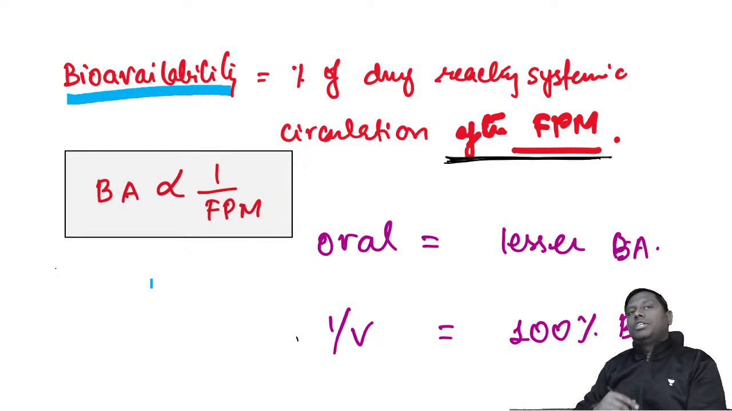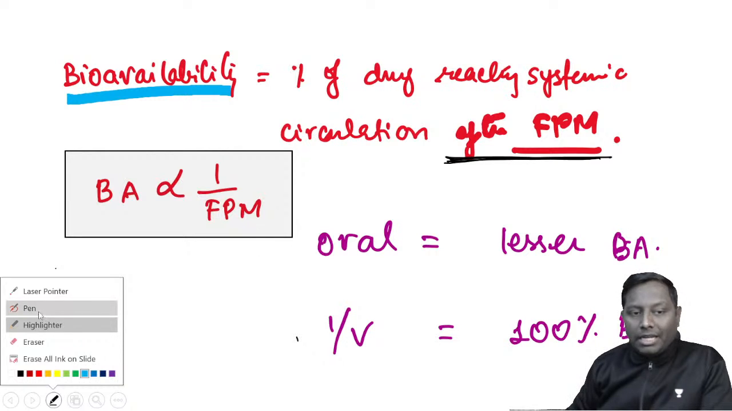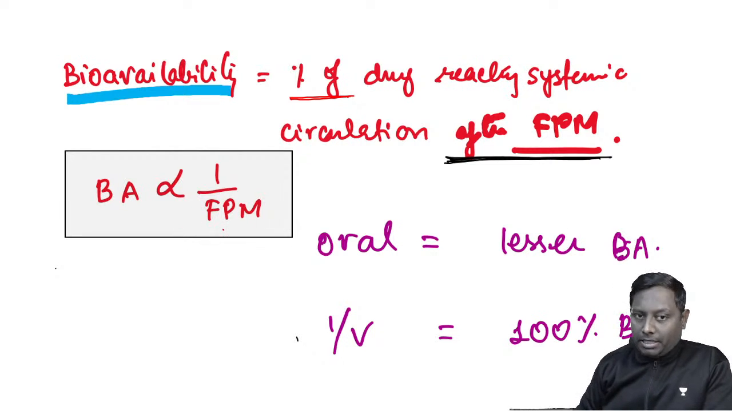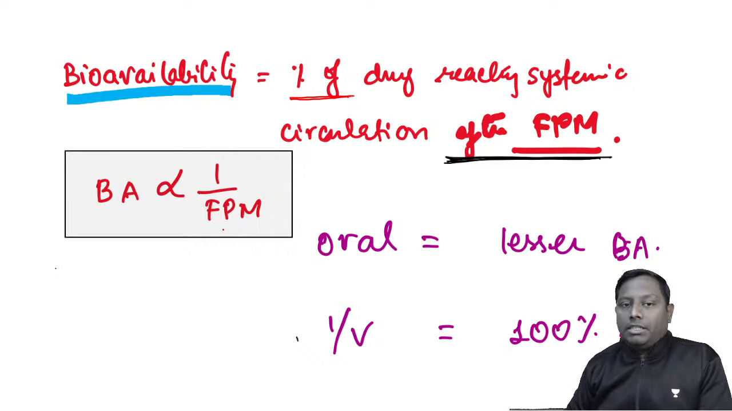Alright, so whenever a question is asked on bioavailability, you have to know the formula for bioavailability and its clinical implication. The percentage of drug reaching the systemic circulation is your bioavailability, and it is inversely proportional to first pass metabolism. Always remember, bioavailability depends on first pass metabolism, but first pass metabolism is not dependent on bioavailability, and this has been asked in one of the examinations.